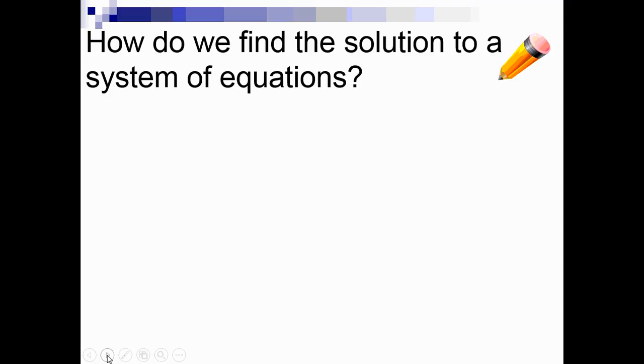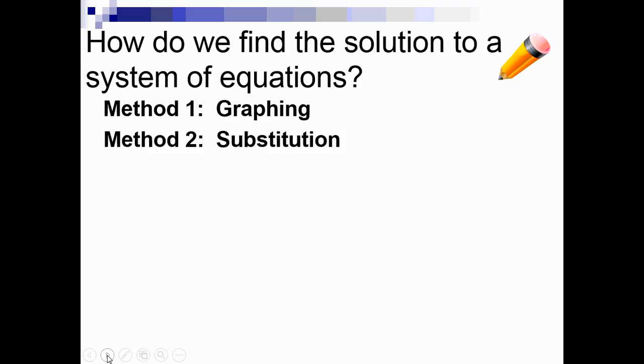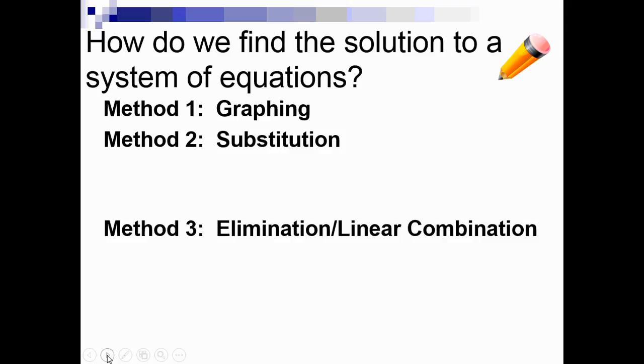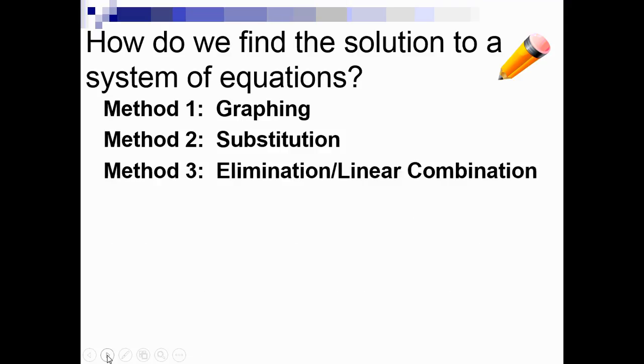So how do we find a solution to systems of equations? Well, we can use the first method, which is graphing, but we just saw that that has limitations. We should maybe use a second method, which is substitution method, and we're going to look at that in just a second. Or we can use the third method, which is the linear combination or the elimination method. And we're going to talk about both method 2 and 3 in this video. So right now, though, let's focus just on method 2, the substitution method.